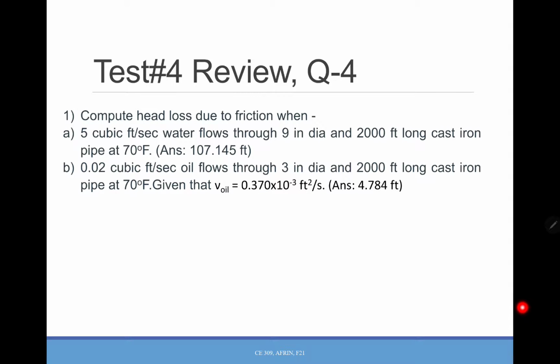Let's go to the next question. Compute head loss due to the friction. That means you need to calculate the major head loss for this one. For these two, since it's major head loss, you need to use the Darcy-Weisbach equation, f L over d times v square over 2g. Now the only problem is that everything is given, it's just that you don't know the friction factor.